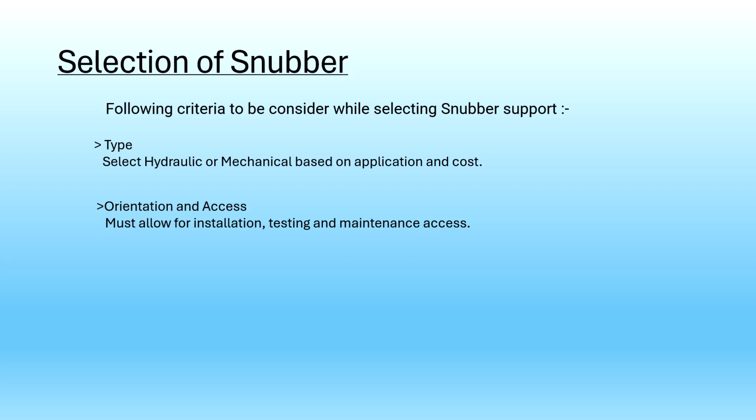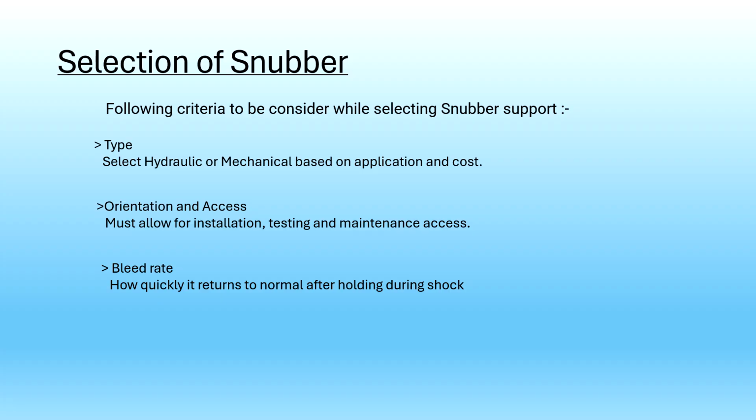Generally, for installation, we have to check that enough space is provided for the snubber. Whatever the height and length are, those should be considered and checked in the design so that this space is available for the installation of the snubber. At the same time, for testing also, space should be provided for maintenance access, whenever any repairing activity is to take place, or to remove or install it again. Those accesses should be available.